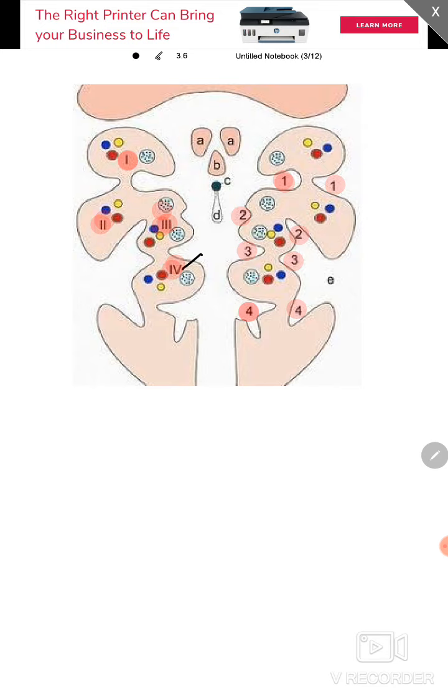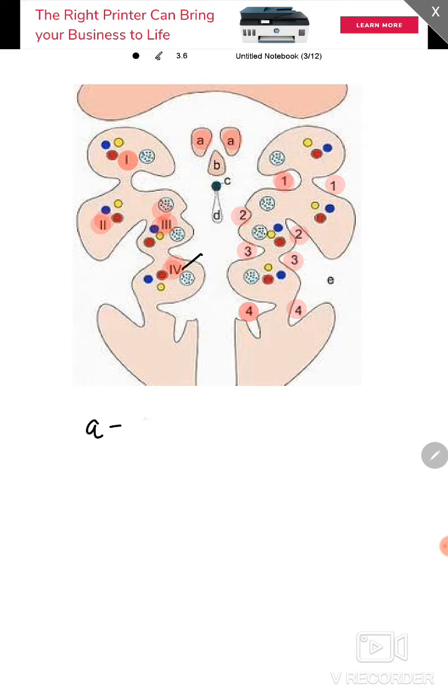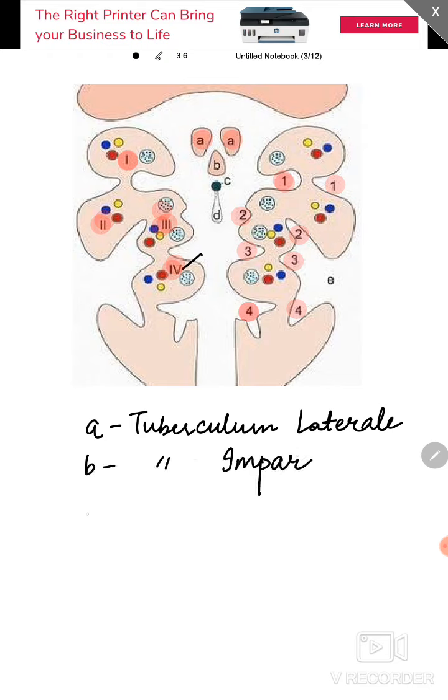Okay, and this is A, where A is written, that is tuberculum lateral, and B is tuberculum impar, and C is foramen cecum. So foramen cecum is a structure present in the tongue also, so keep this in mind.